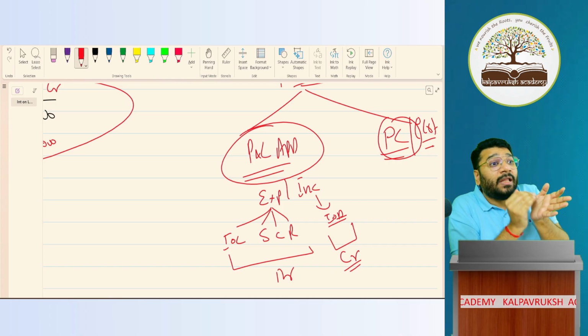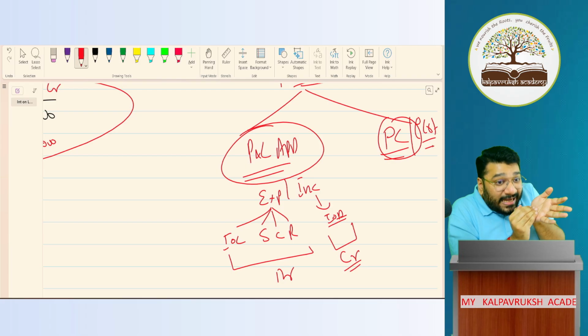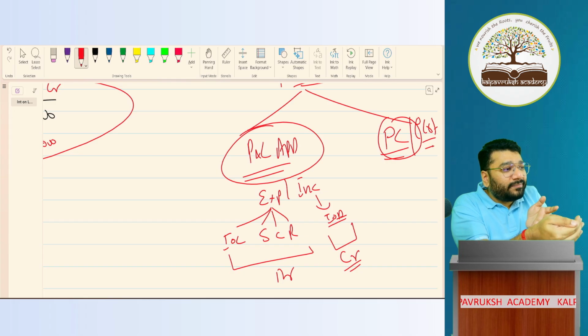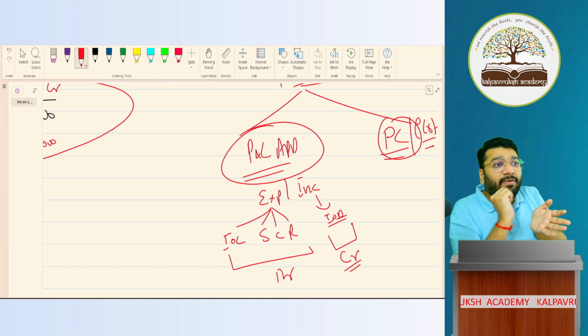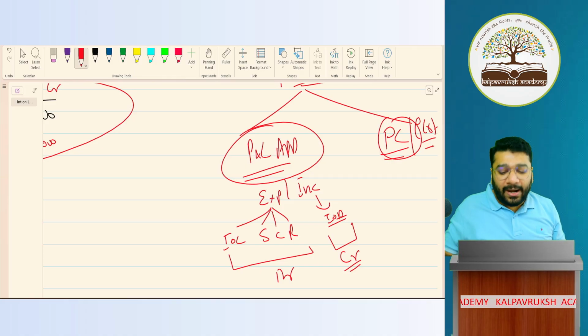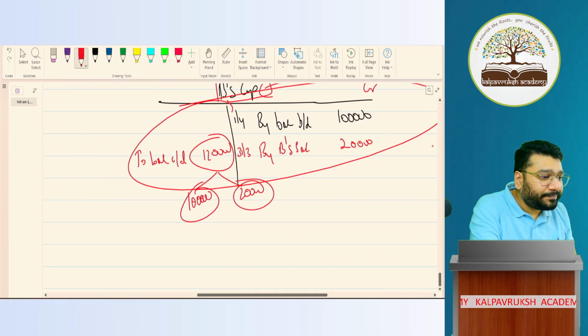Liability here means the money which I have to pay to the partner. Salary I have to pay to the partner. Have I paid? No. So what is it? Liability. Interest on drawing I have to receive, not yet received. I will receive it in future. That is an asset. That part will go to the partner's capital. Got it?